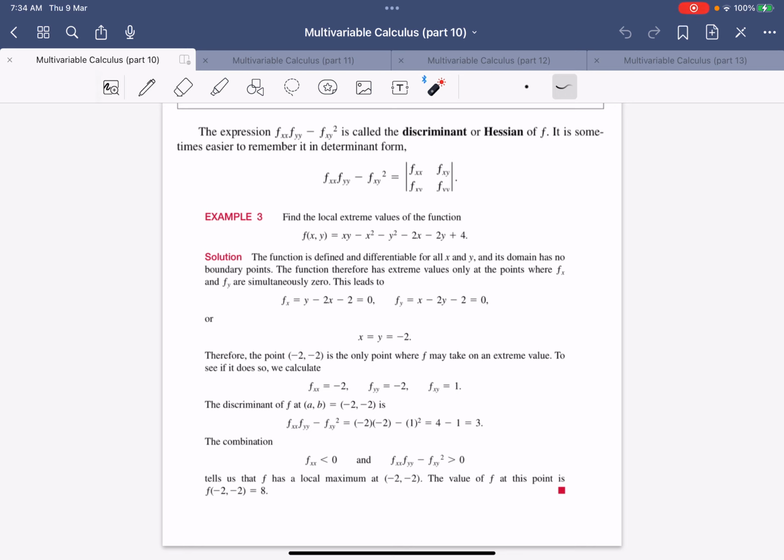And it's quite a routine step. Once you get to this point, you see that the Hessian is larger than 0, but the second order partial derivative is less than 0, which tells us it has a local maximum.